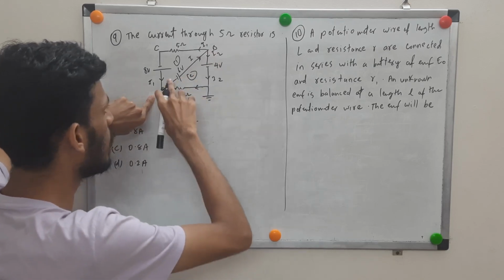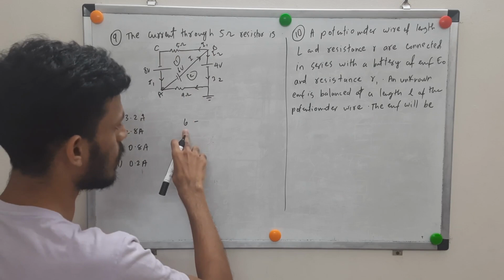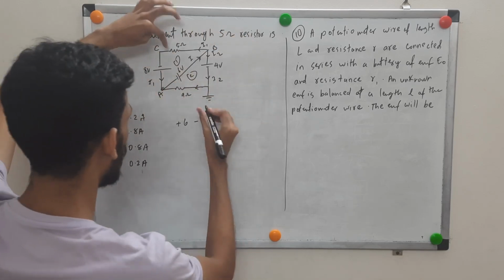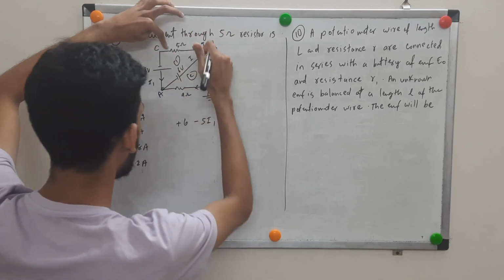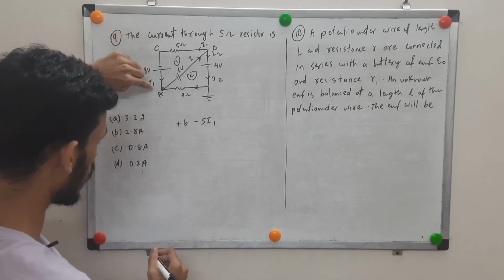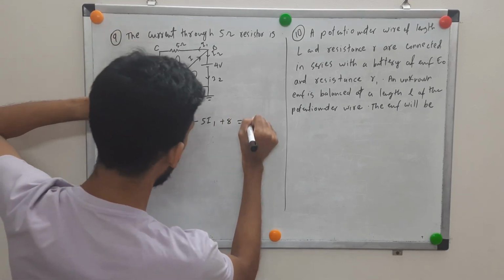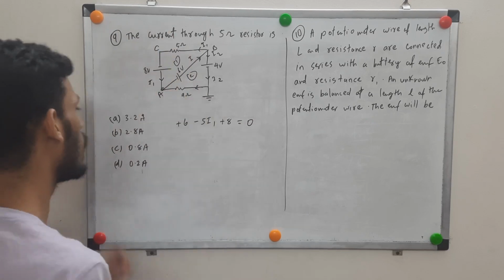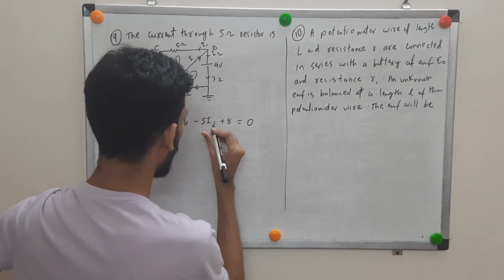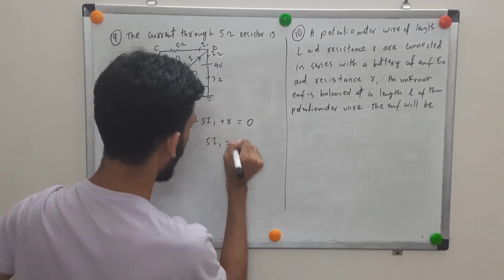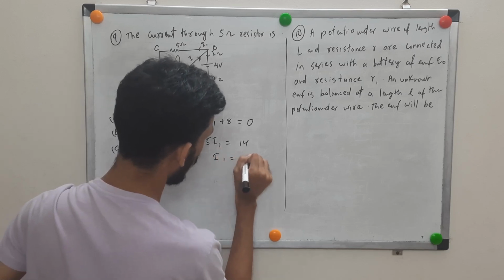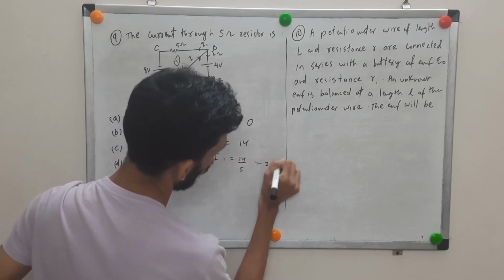From A to B, we are moving from lower potential to higher potential, so plus 6 volts. Then we are moving in the direction of the current, so again a drop of voltage: minus 5 times I1, I times R. Then we are moving from lower potential to higher potential, so plus 8. That will be equal to 0 because we have completed the loop. The sum of the voltages in a loop is 0, according to Kirchhoff's law. So 5 I1 will be 8 plus 6, which is 14. I1 is 14 by 5, which is 2.8, right?